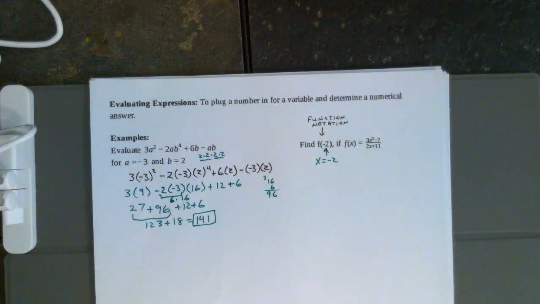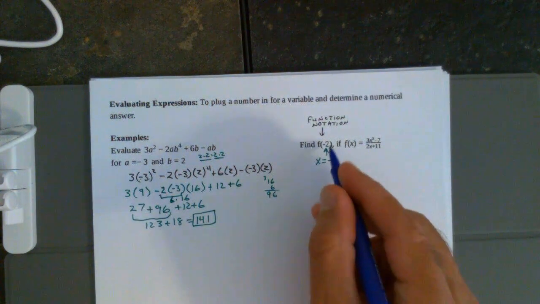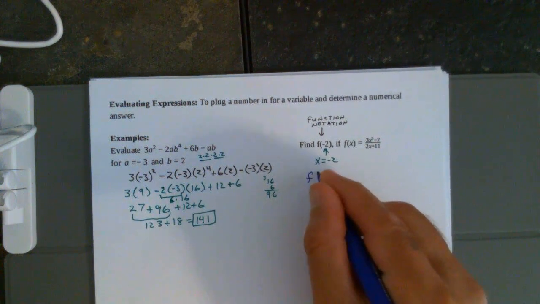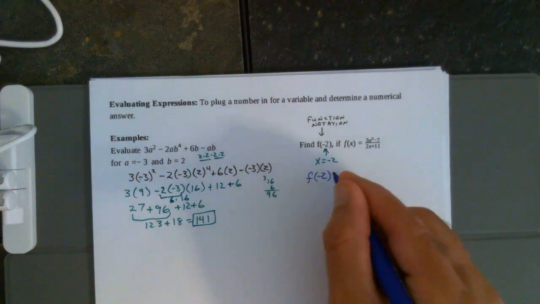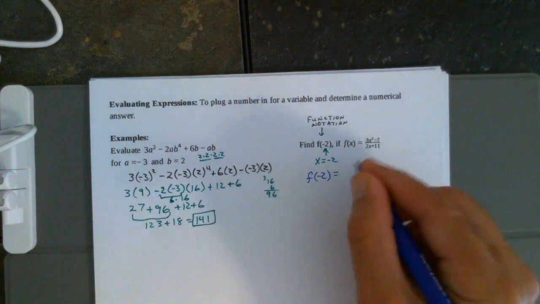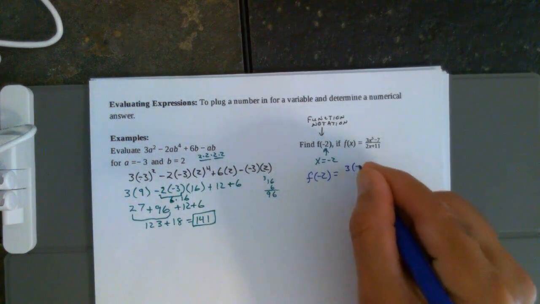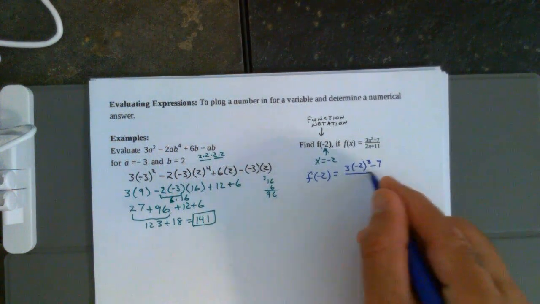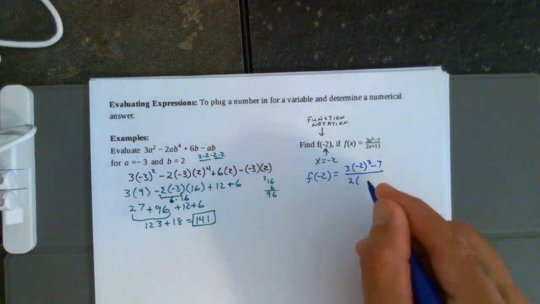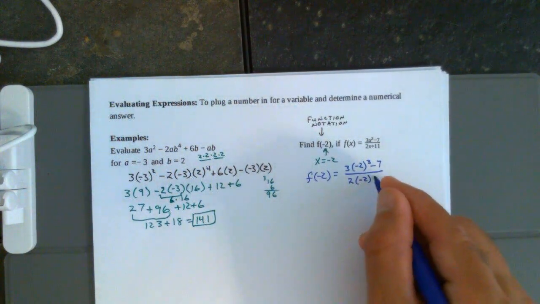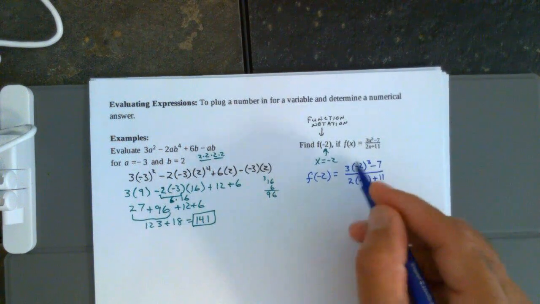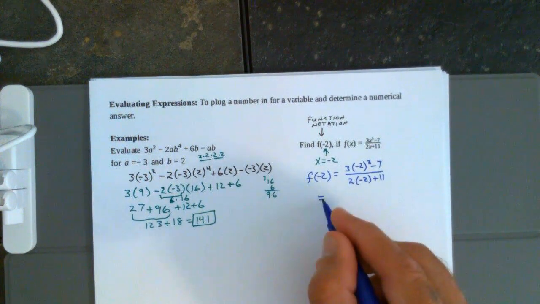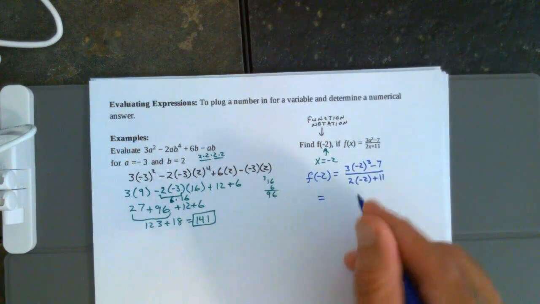In the second one, in function notation now, again, the f of -2 tells us x is equal to -2. So f of -2, and you need to write that down because it's written that way, is equal to, we have a 3 times x, which is -2, cubed minus 7 over 2 times x, which is still -2, plus 11. So notice we filled in the -2 for every x in the problem. As long as you write an equal sign, you don't have to keep writing f of -2 each time.